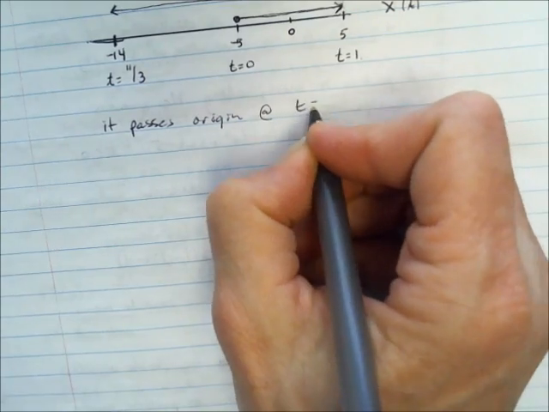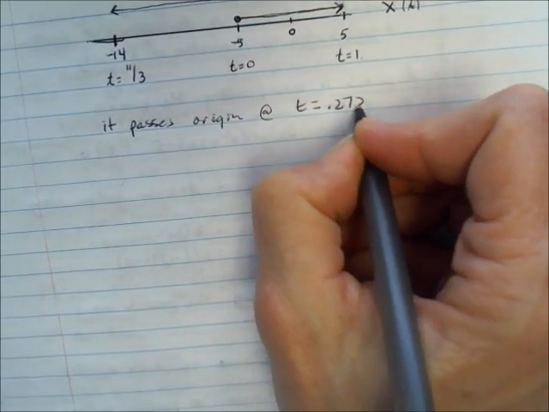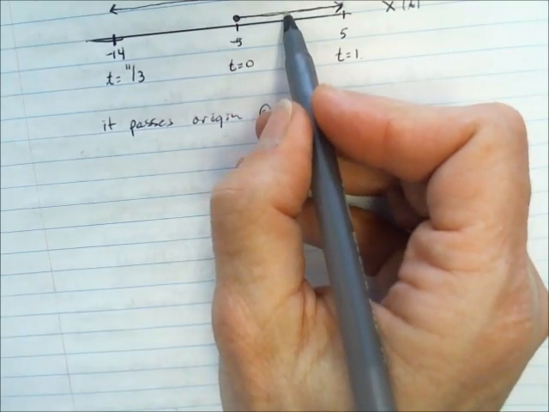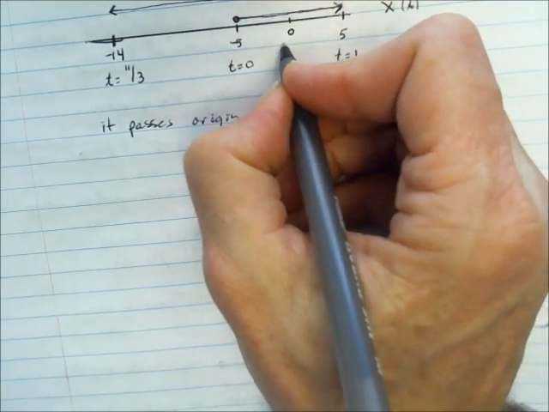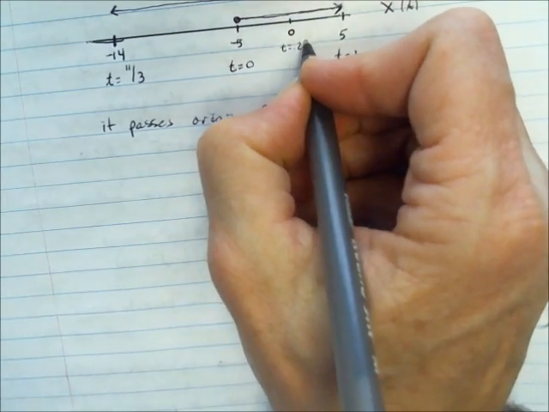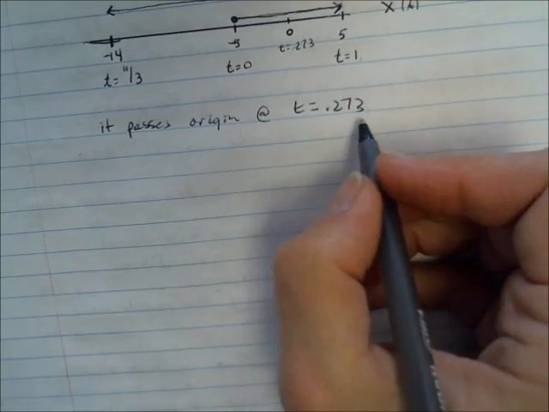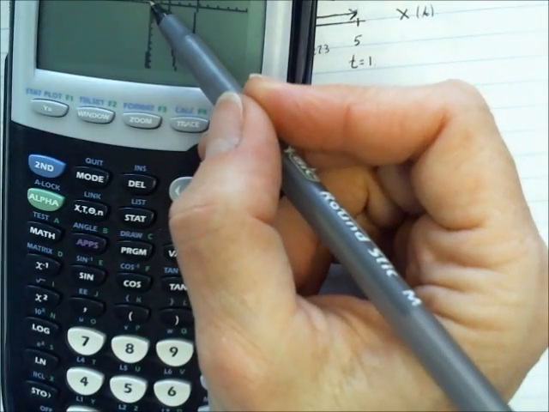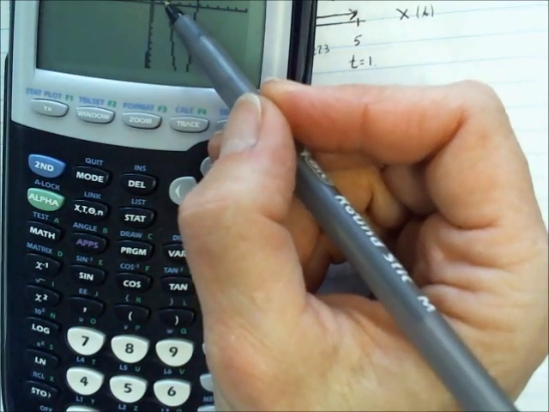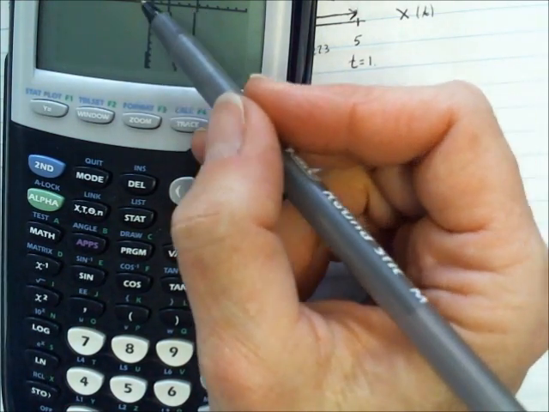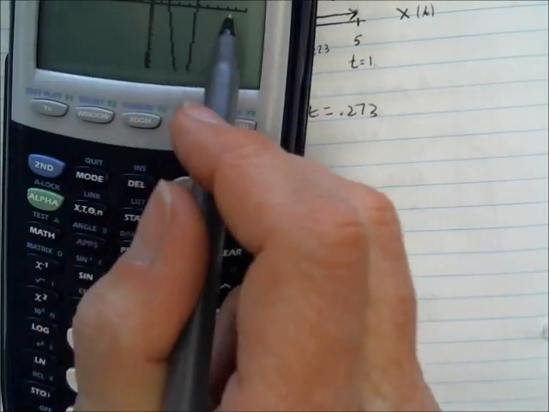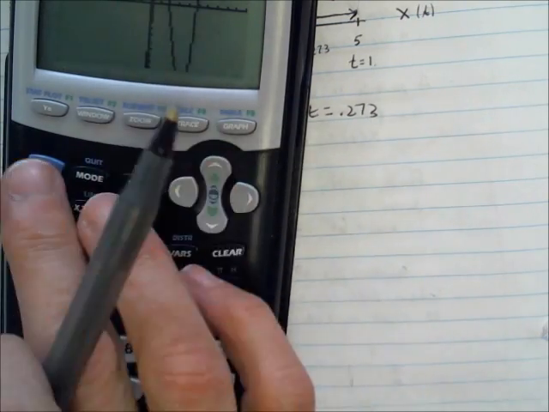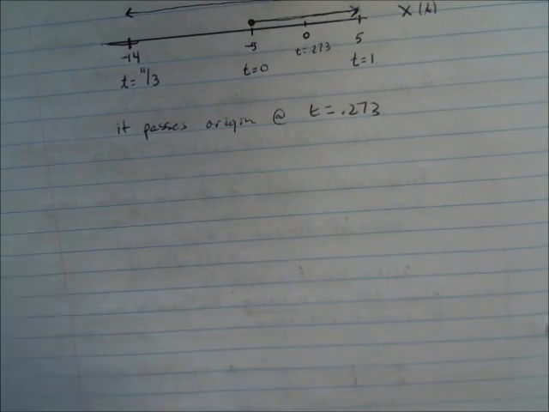At time equals 0.273, on its way by, this point right here is t equals 0.273. And then I did a second calculation, that would be the first zero. That would be that calculation. Then I calculated that zero, and then I calculated that zero. So there are 3 places that it passes by the origin. And those x values would be corresponding to the t values.